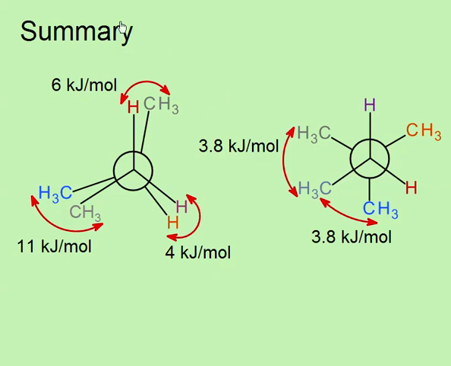And our other strains are all about the eclipse conformation, 4 kilojoules per mole for hydrogens on top of each other, 6 kilojoules for a hydrogen and a methyl group on top of each other, and 11 kilojoules per mole for a methyl group on top of another methyl group.